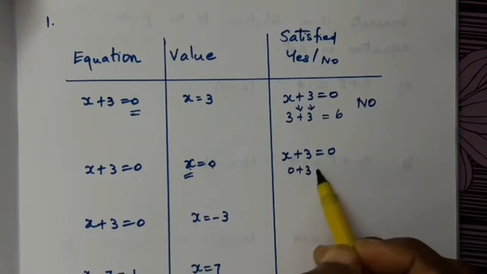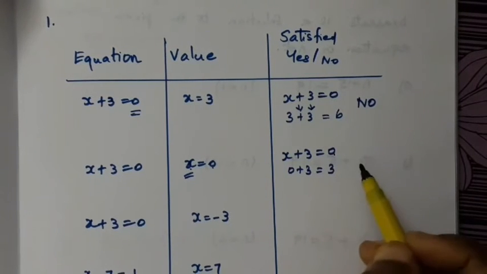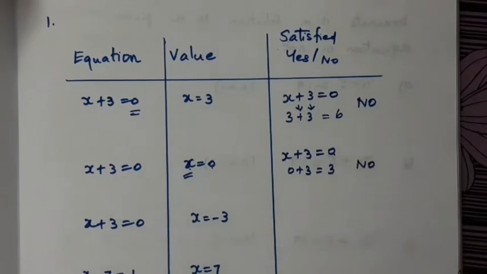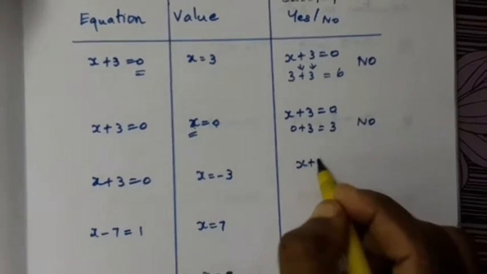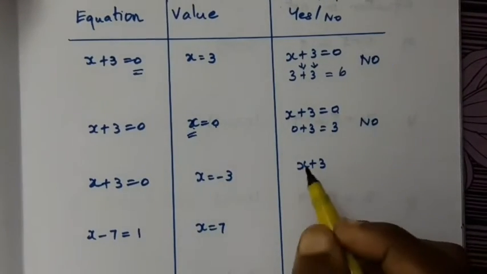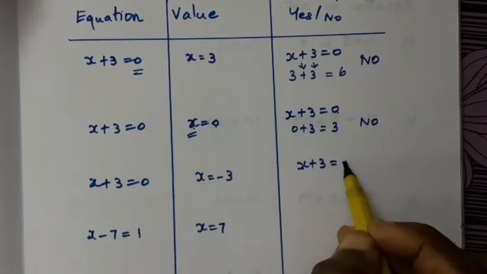What is 0 plus 3? It is 3. But they have given us 0. So this equation is not satisfied. The next is x plus 3. You have to find what x is. They have given us x plus 3 as 0.